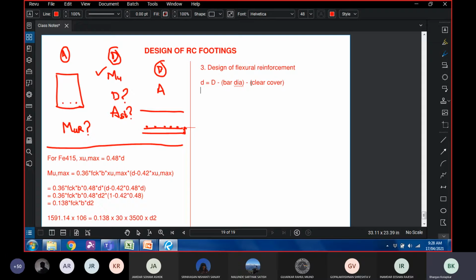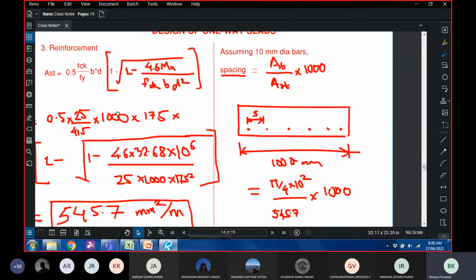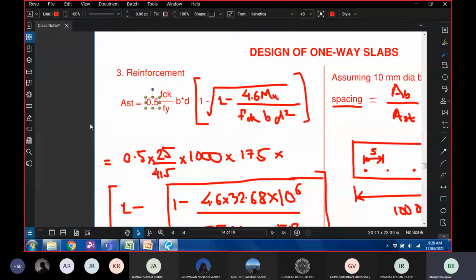This is equal to 450 minus 20 minus clear cover of 75. So this is equal to 355 mm. This is our actual effective depth. Now we have to use our so-called Thanos formula, this one.